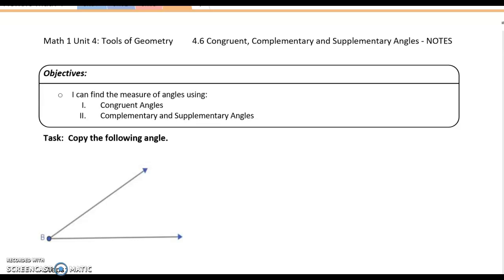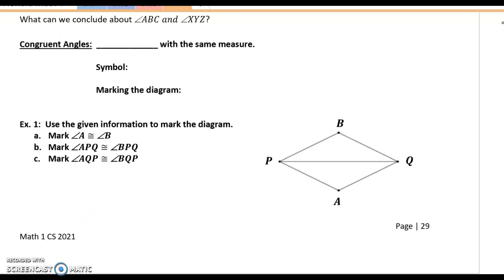All right, moving on to the 4-6 notes. We're going to skip the construction of these angles, and I'm going to move down here to where it says congruent angles. So congruent angles are angles with the same measure.